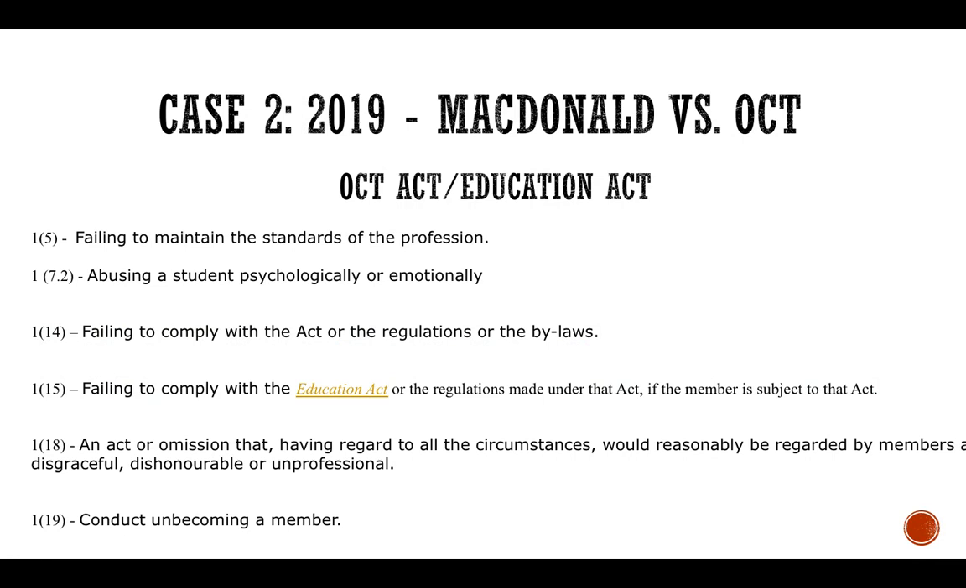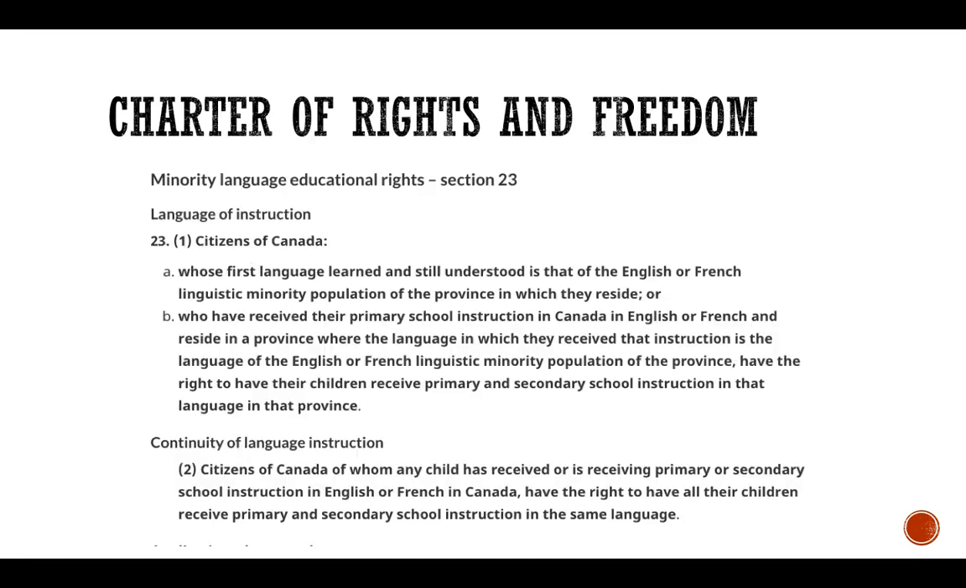Unlike the previous case, this entire case focuses on the Education Act and how the teacher did not uphold his professional duties outlined in this act. Moreover, the decision made outlines this in the regulations of Section 1.15 and 1.18, which directly state the not upholding of the Education Act. In the Charter of Rights and Freedoms, we have a right to an education.